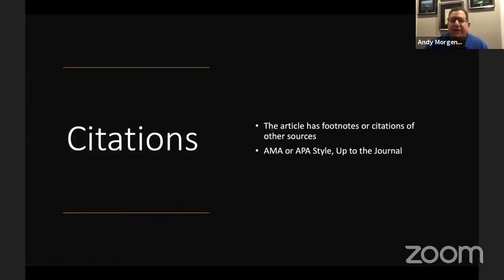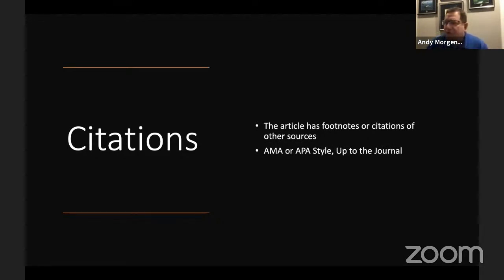Also, and to me, this is the most important thing you need to be aware of when you're writing an article. As somebody who reviews papers, I would say be aware of your citations and what you're citing, and when you put them in your paper, the format in which you're writing your citations. An article has footnotes or endnotes or citations of other sources of information that you're writing about.